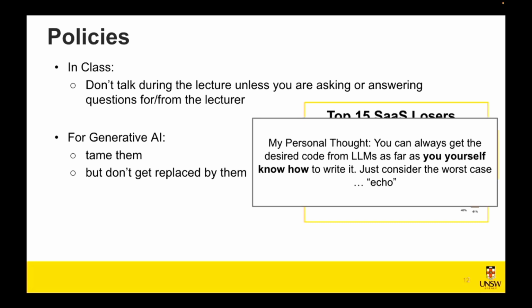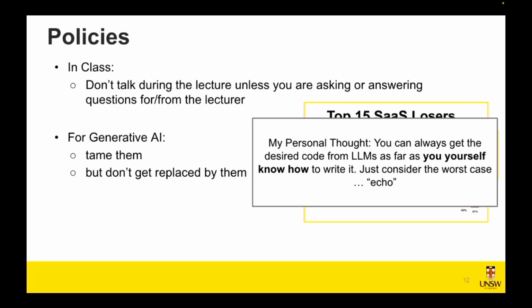Of course, there are also some people complaining that coding agents and AIs are very stupid, that they can't get exactly what I want. That's a complaint I heard a lot from others. But my personal thought is that you can always get the desired code from these coding agents as long as you yourself know how to write that piece of code.